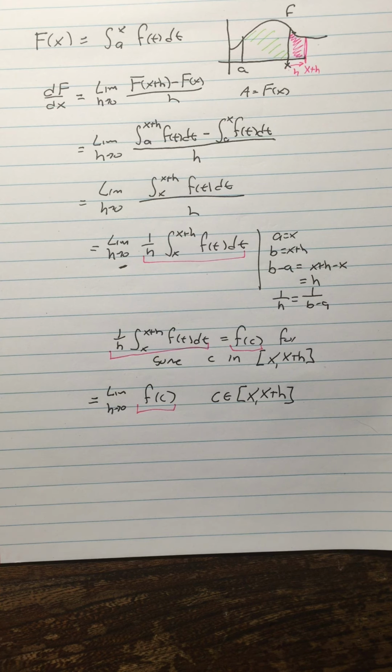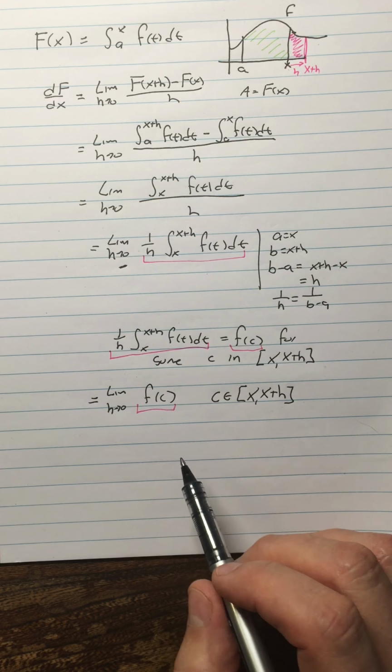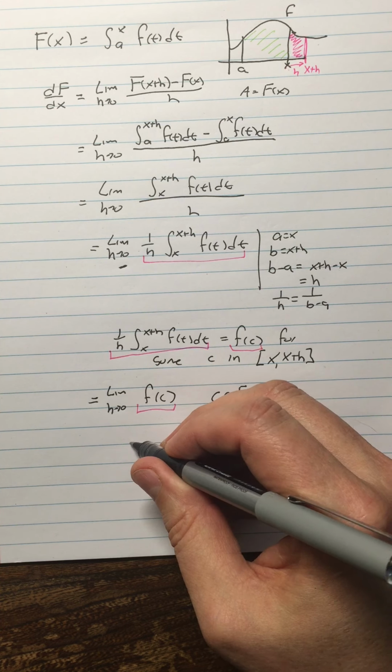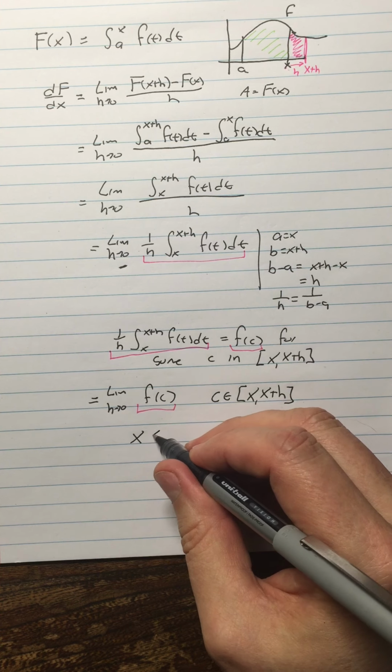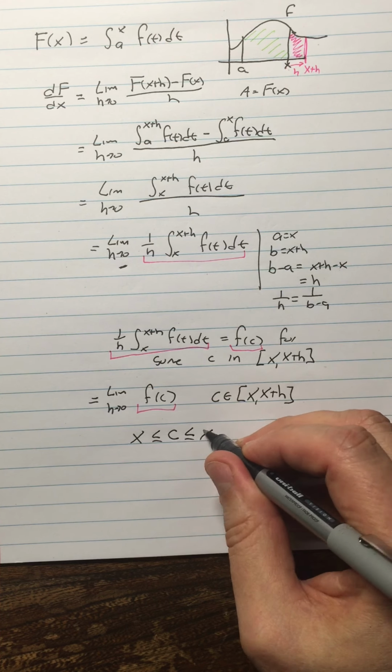All right? Now, what is going on with this c? The c is in between x and x plus h. So if we look at the x, since c is in the interval from x to x plus h, x is less than or equal to c is less than or equal to x plus h.